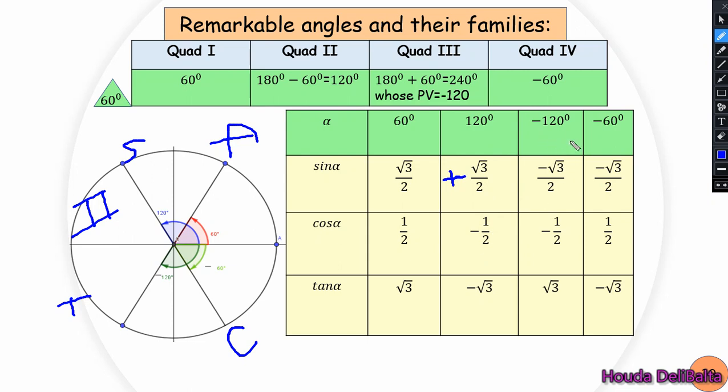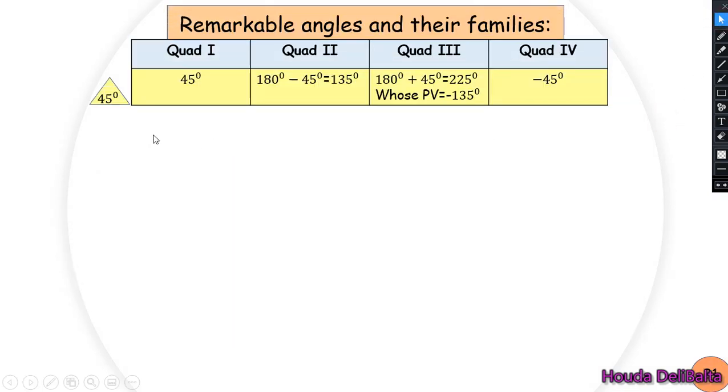Minus 120 is in quadrant 3 as well. In quadrant 3, all are negative but the tangent is positive, as you see here. Sine is negative, cosine is negative. And finally, minus 60 is in quadrant 4, where only the cosine is positive, as you see. The sine is negative and the tangent is negative as well. And now we are going to talk about a third remarkable angle, which is 45 degrees.